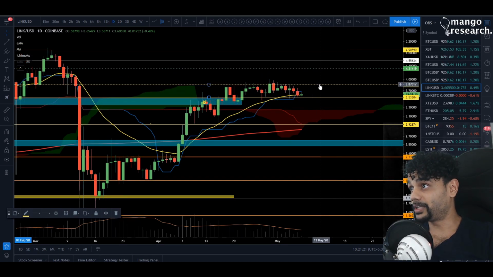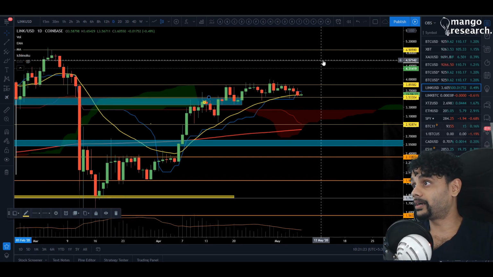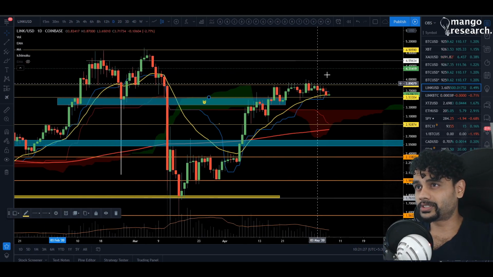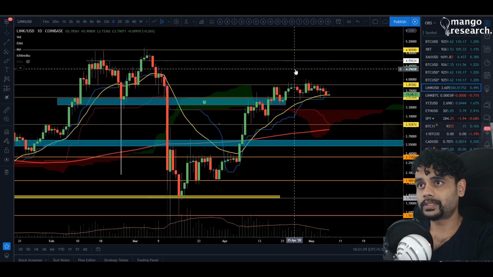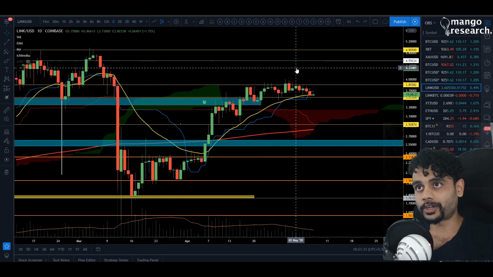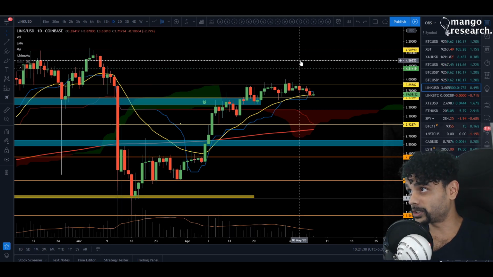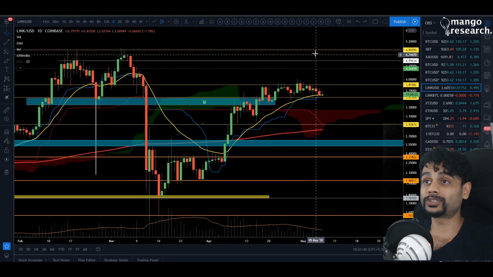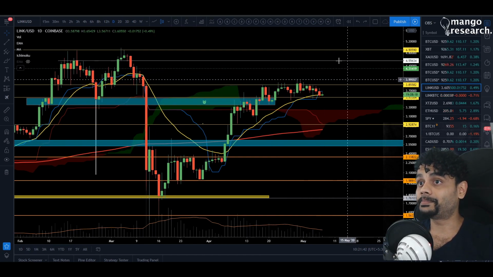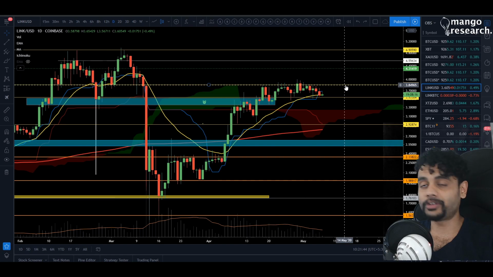If we do break this to the upside, $3.80, I had updated these horizontals. So first $4.31, that's our weekly resistance level, but on the daily we could get all the way up to $4.50 and perhaps even to $4.90, right? So a lot of upside potential for Chainlink if it does break $3.85.